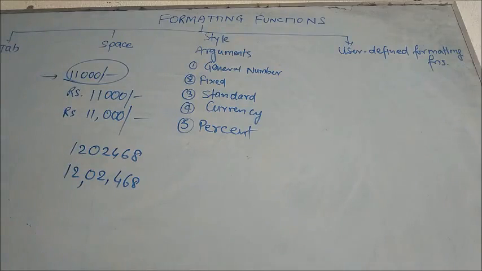So there are four types of formatting functions. First is known as tab. Second one is known as space. Third one is known as style argument. And fourth one is known as user defined formatting function.